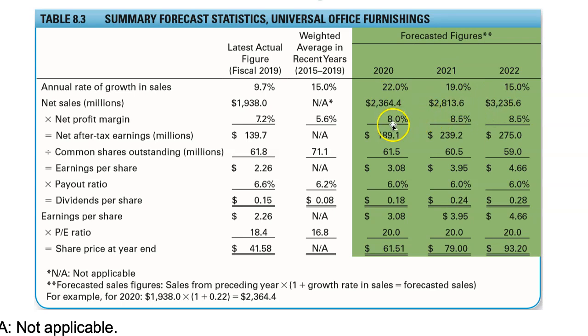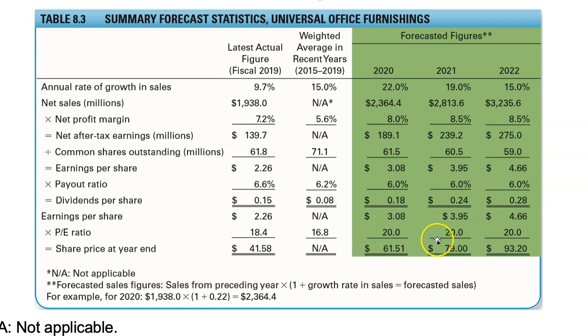In the net profit margin, we're going to escalate that from 8% to 8.5%, and we're going to keep that steady. The common shares outstanding, we're going to follow that buyback trend and decline them. And then we have our payout ratio at 6%. So we see our earnings are going to grow, so our dividend per share is going to grow. And then also our earnings per share will grow as our profits are growing.